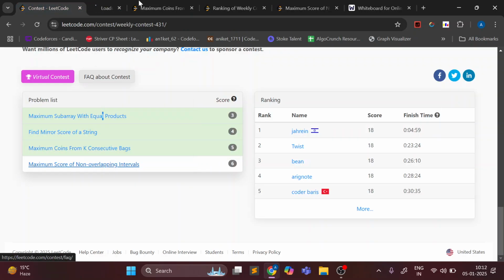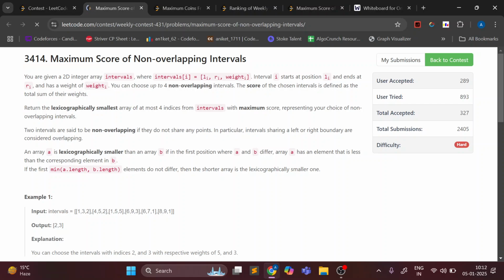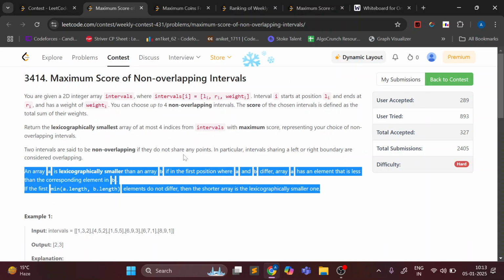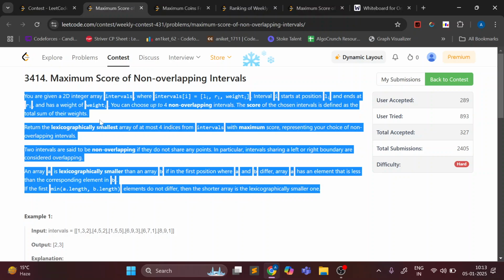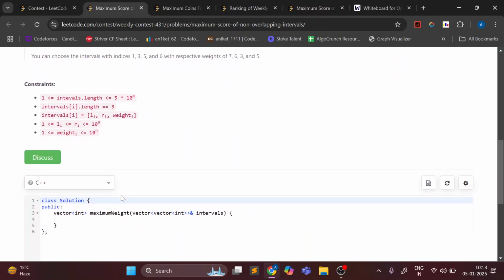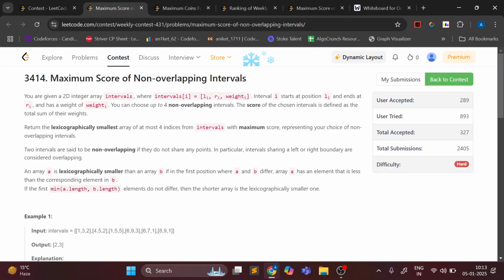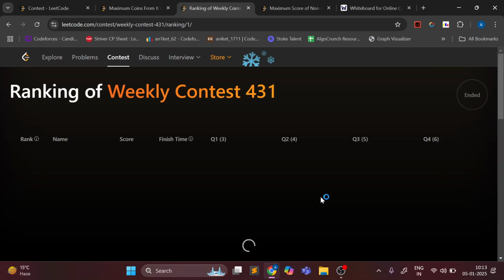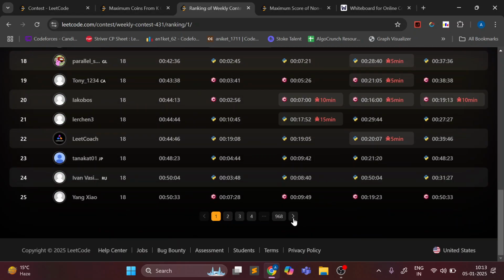And talking about this fourth problem, I don't have the slightest idea of what I need to do here. I just know probably brute force. So I will try to solve this after some time. And rank 553, it's kind of bad, I would say.